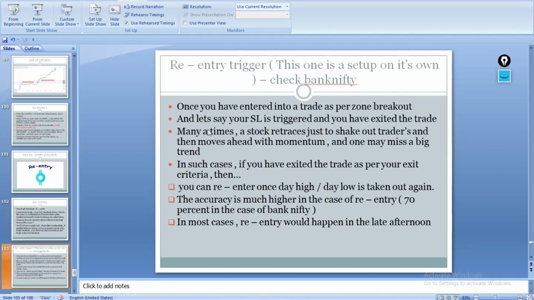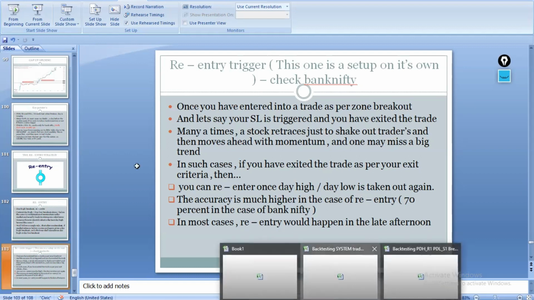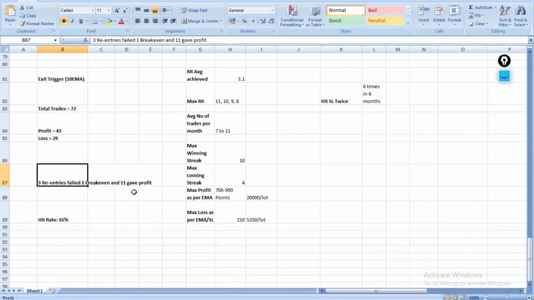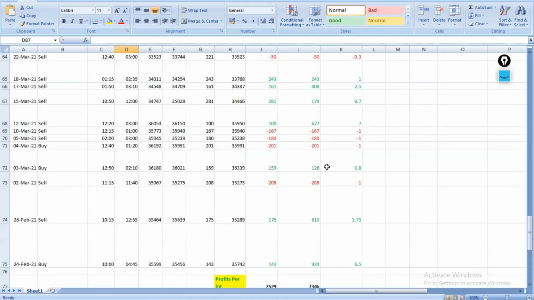Now, the re-entry trigger. Obviously this is one setup on its own, and the probability is very, very high. If I take you to the Excel I was talking about yesterday, you will see that the probability for re-entry is very high. In re-entries, three failed, one was break even, and 11 gave profit. So the hit rate is huge, really crazy. And the targets you will achieve are also on the higher side.